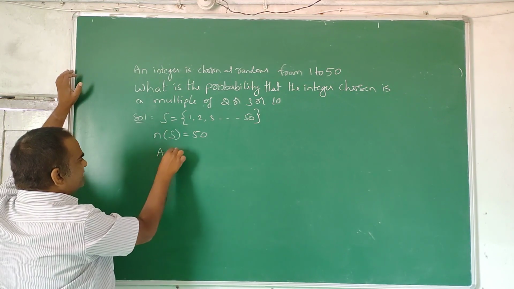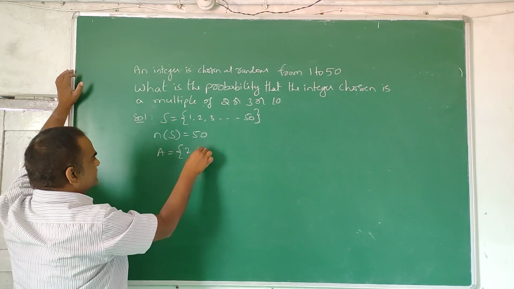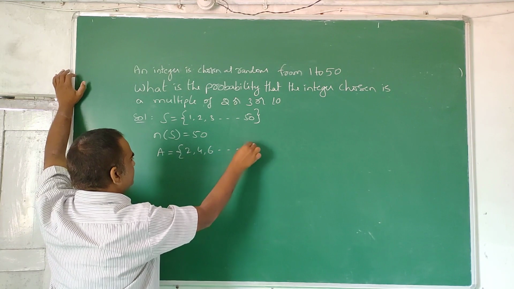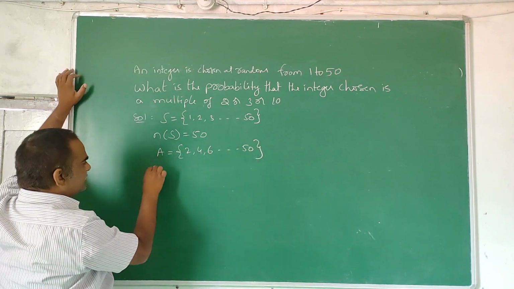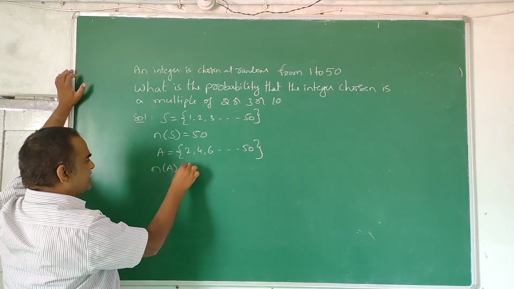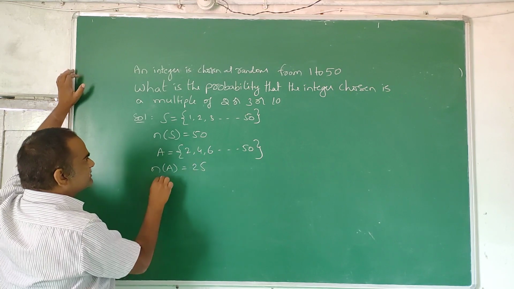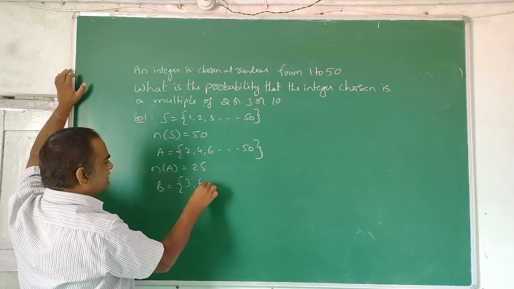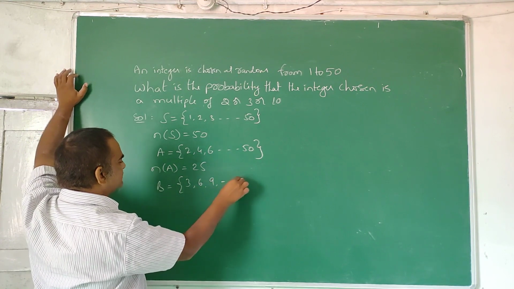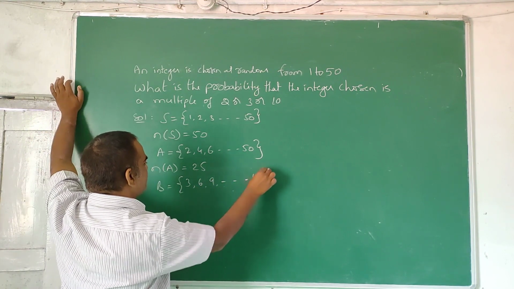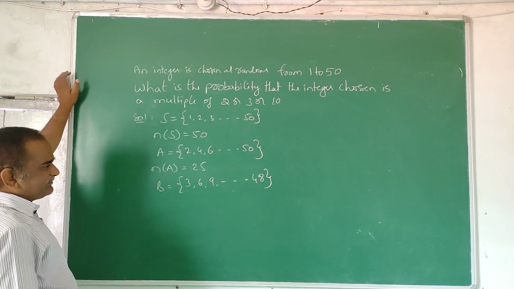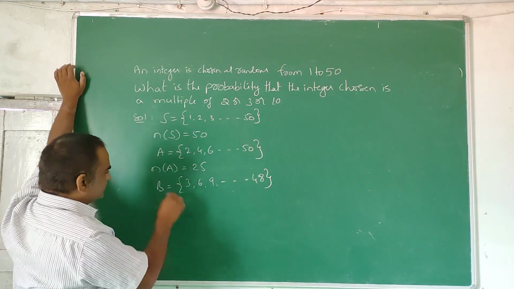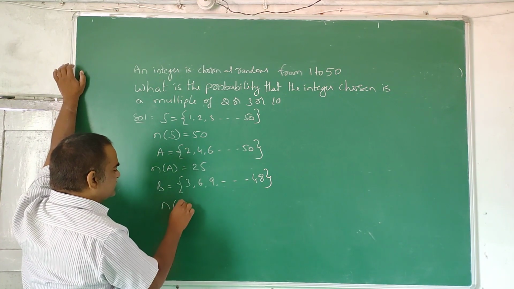A is multiple of 2. So 2, 4, 6 and so on up to 50. So n(A) is 25. B is a multiple of 3. So 3 1s are 3, 3 2s are 6, 3 3s are 9, like this. You go up to 48 because our last number is 50. Below 50, the multiple of 3 is 48. So n(B) is equal to 16.